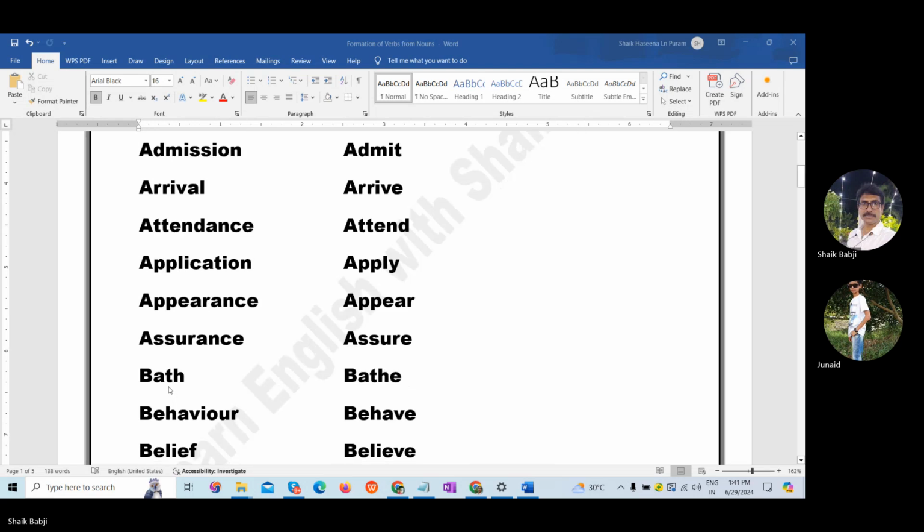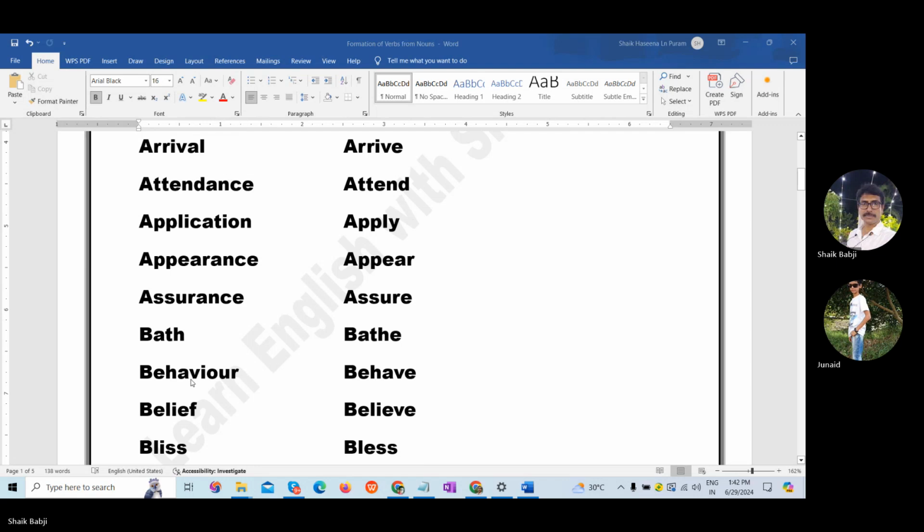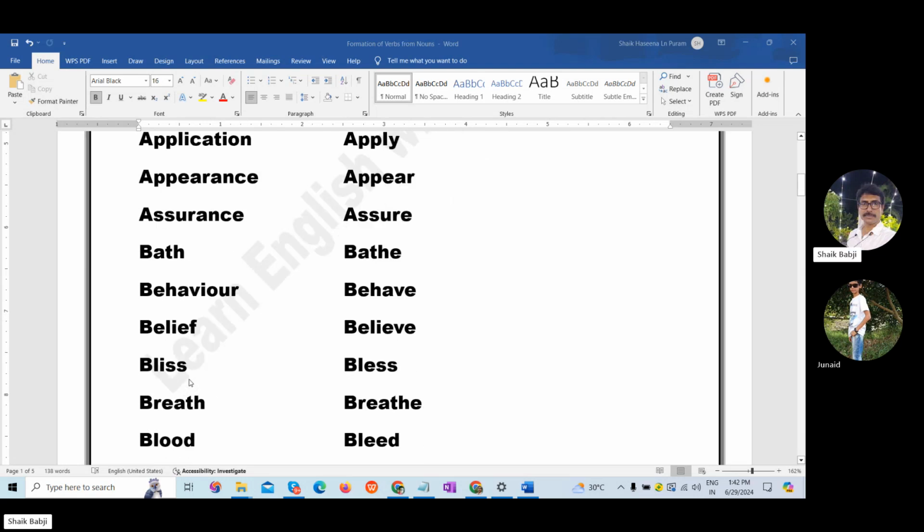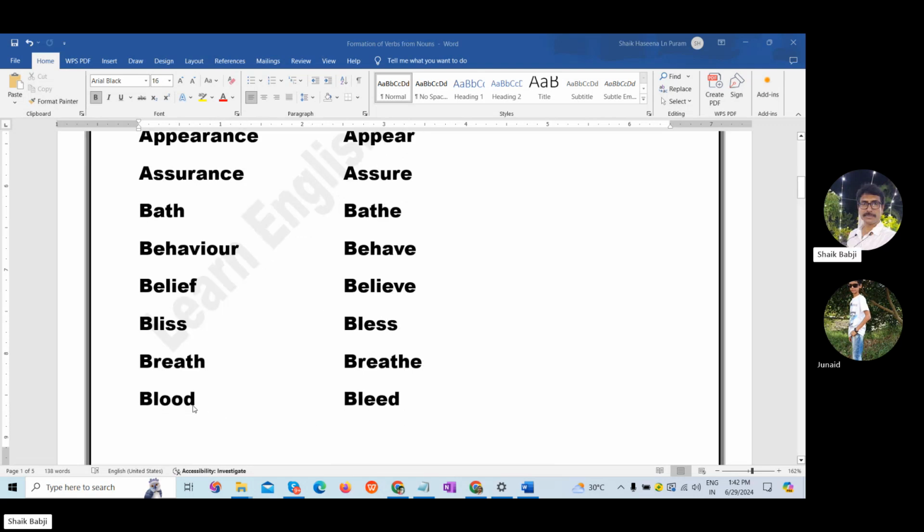Bath, verb form is bathe. Behavior, verb form is behave. Belief, verb form is believe. Bliss, verb form is bless. Breath, verb form is breathe. Blood, verb form is bleed.